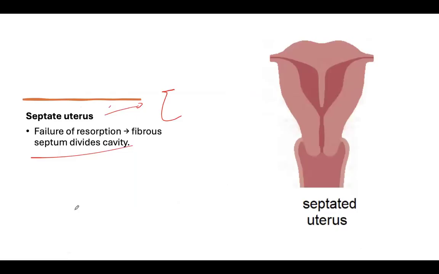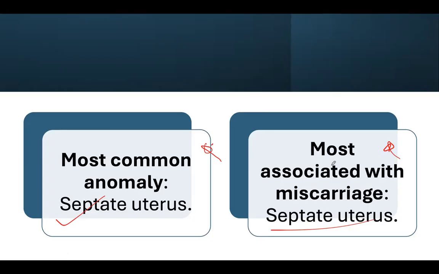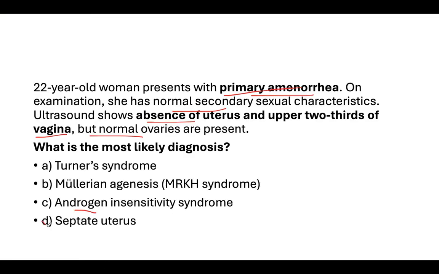In this case there is absence of the uterus and upper two-thirds of the vagina. What is a septate uterus? That is a failure of resorption. The uterine cavity is there, and even the cervix is there. So septate uterus is not the answer. In Turner syndrome, we know that the ovaries are streaked, so the ovaries are not normal. Here in the question, the ovaries are normal. So the options are between Müllerian agenesis and androgen insensitivity syndrome.